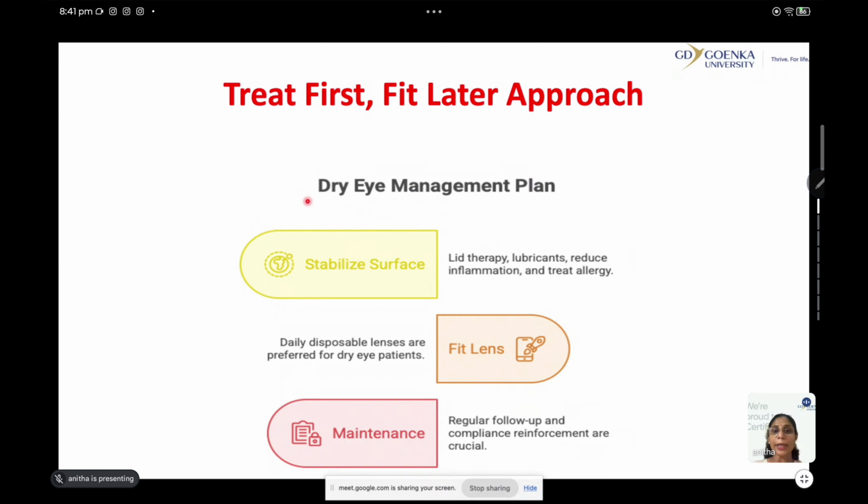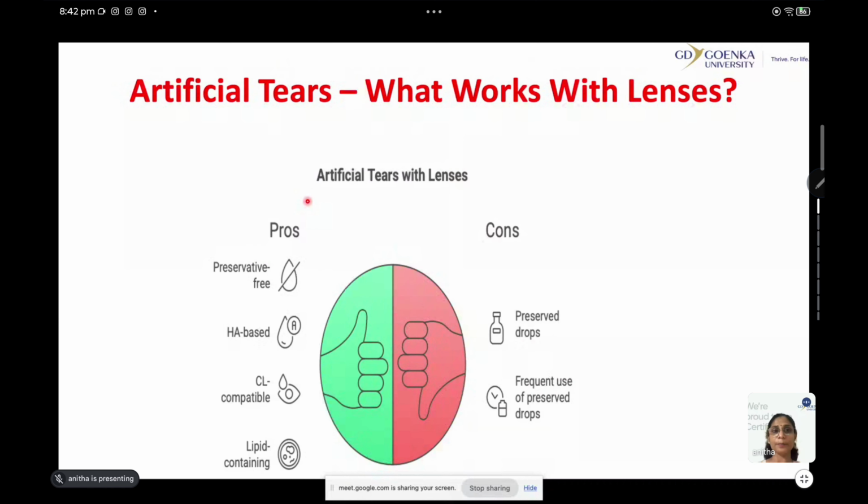So the dry eye management plan is, you need to treat the patient for dry eye first and then think about fitting lenses later. So you need to stabilize the ocular surface by actively going in for lid therapy, lubricants, reducing the inflammation and treating allergy if present. In such cases, daily disposable lenses are preferred for dry eye conditions, and regular follow-up and compliance reinforcement are very, very crucial. Okay, so this is to retain your patients. This is very, very important.